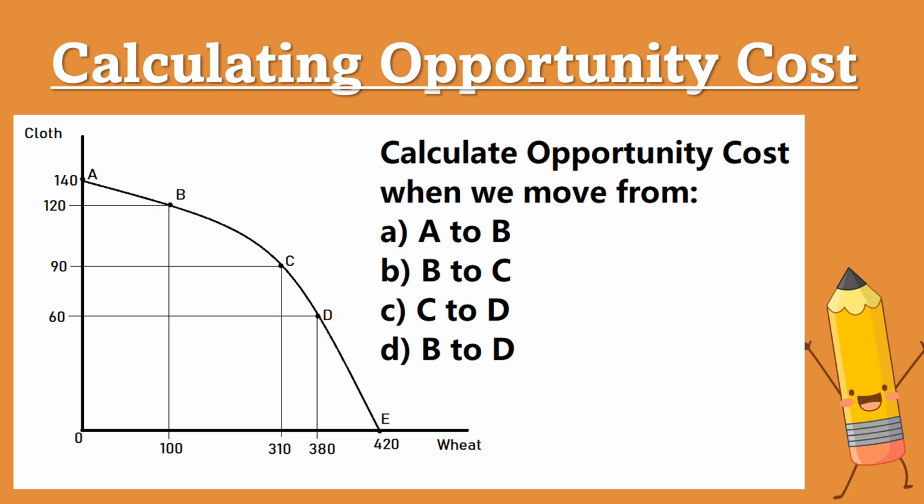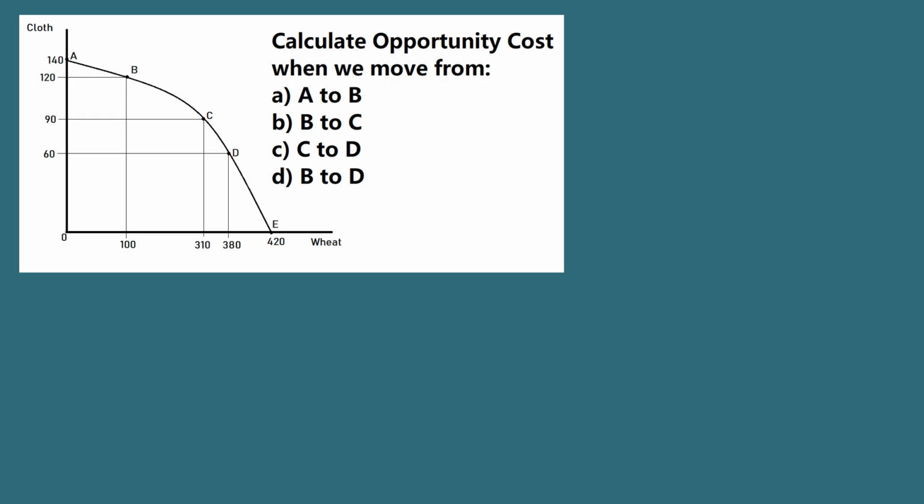So let's get started. Firstly, I would like to tell you what is opportunity cost. Opportunity cost is the value of next best alternative foregone, which means due to scarcity of resources, in order to consume or produce some more units, we have to sacrifice some units of another good. So that represents opportunity cost.